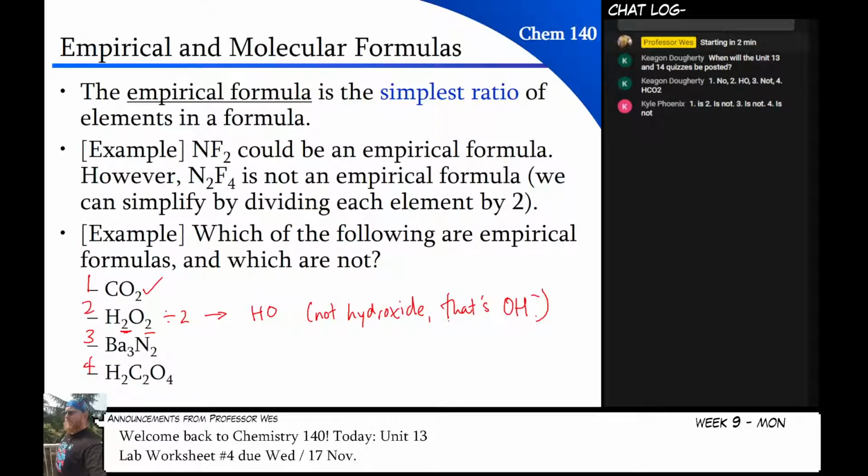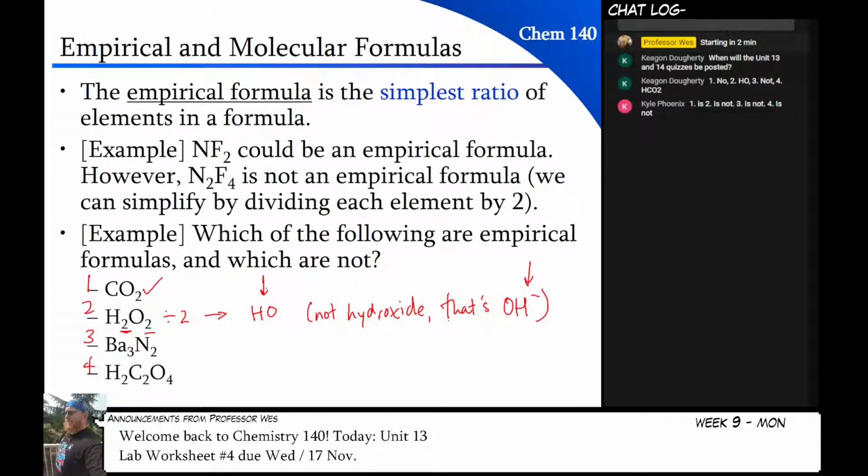Hydroxide is OH minus. OH with no charge on it isn't a thing that's common. I think you can make it in a high energy lab setting, but it's very uncommon. So be very careful, because the charge is very different. This is very common. Hydroxide is very common. This one, however, is not. This is just an empirical formula.